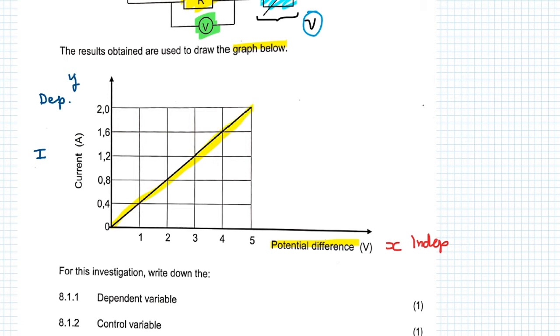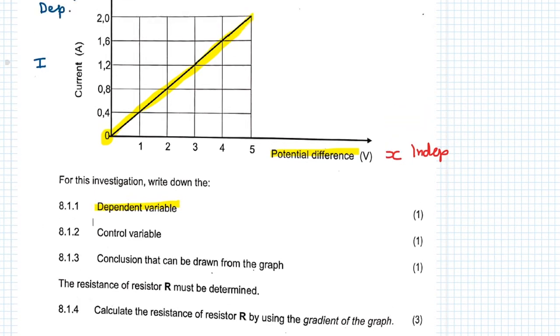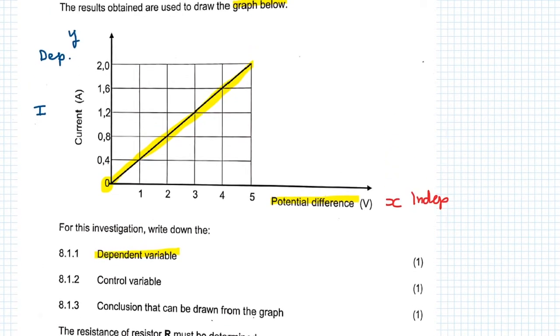It's got a positive gradient and it cuts through the origin where y is 0, or our y values, the current is 0 and potential difference is 0. They now say for this investigation, write down the dependent variable. So we have already come to the realization that current is plotted on the y-axis, and we've reminded ourselves that on the y-axis we plot the dependent variable. So the answer to question 8.1.1 is in fact current, and for writing that down we obtain 1 mark.